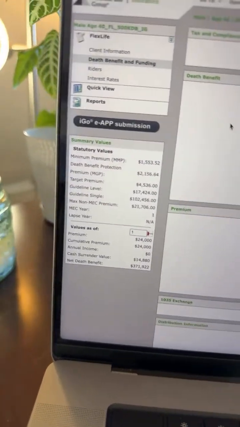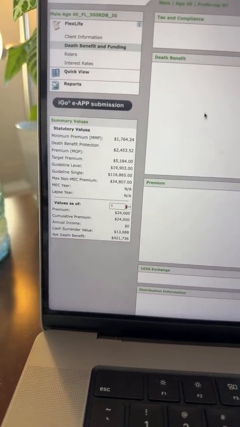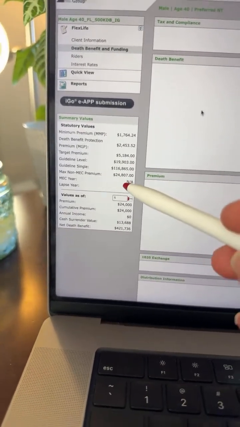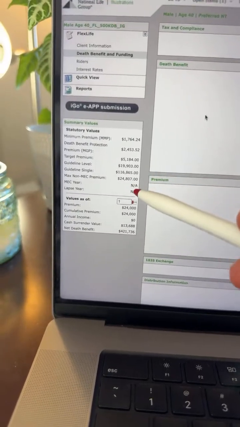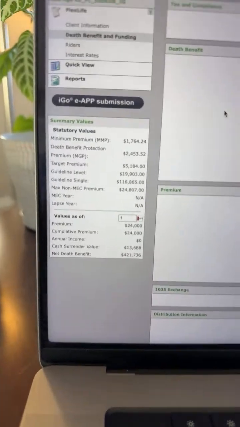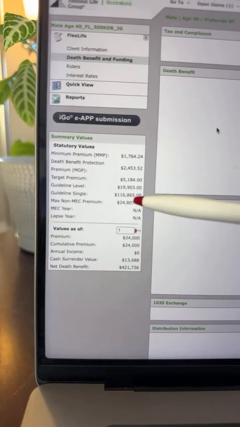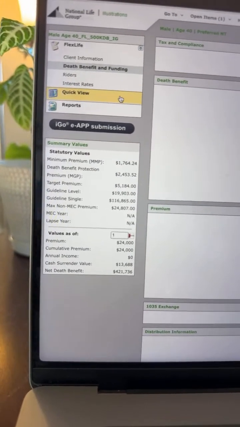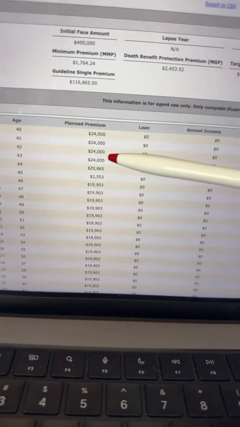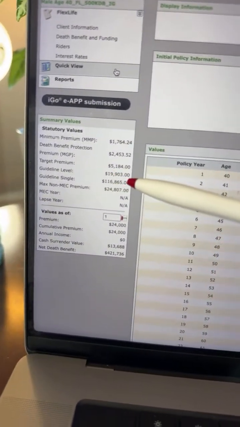With a $400,000 death benefit. Yeah, spot on, right? $400,000 death benefit, $24,800 a year is what he can put in. So this would essentially be pretty perfect for at least the first couple years, because if we go and look at the illustration now, you're able to see he's able to do 24,000 a year, but not in all years, right? Because remember, the guideline level is always less.